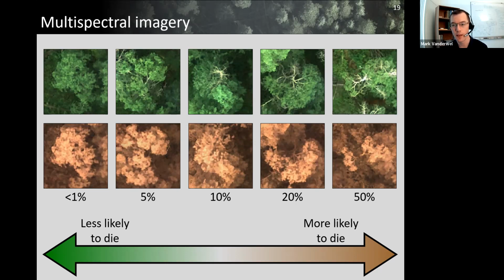This multispectral data did contribute a little bit to the classification success of the model, but not as much as was expected. We found that most of the information on whether a tree was likely to die or not really came from the greenness and indices based around the green band of the images.